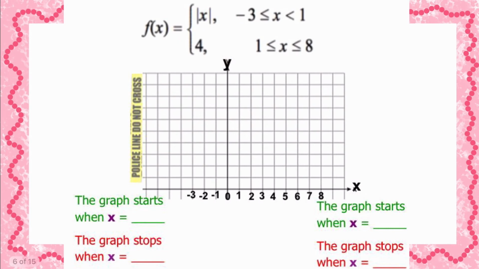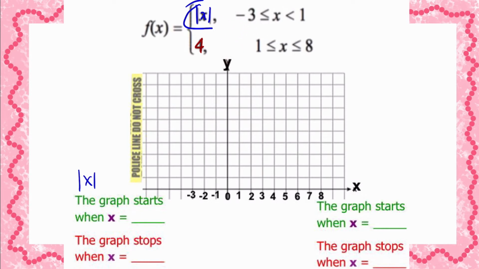Okay, let's do a piecewise function. So I'm going to be graphing the absolute value of x, and then I'll be graphing 4. I know it looks funky, but that's totally fine. So just before we get started, just looking at the top graph here for absolute value of x, when do I want to start? When do I want to stop?